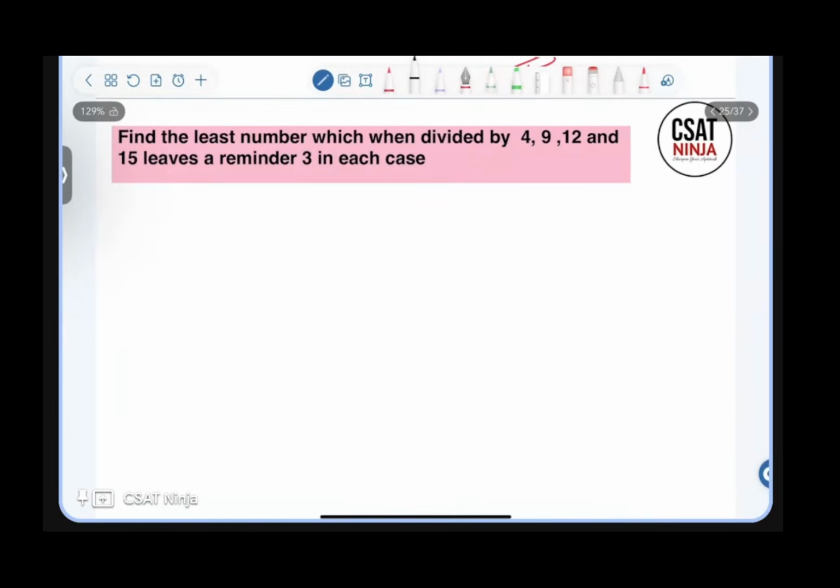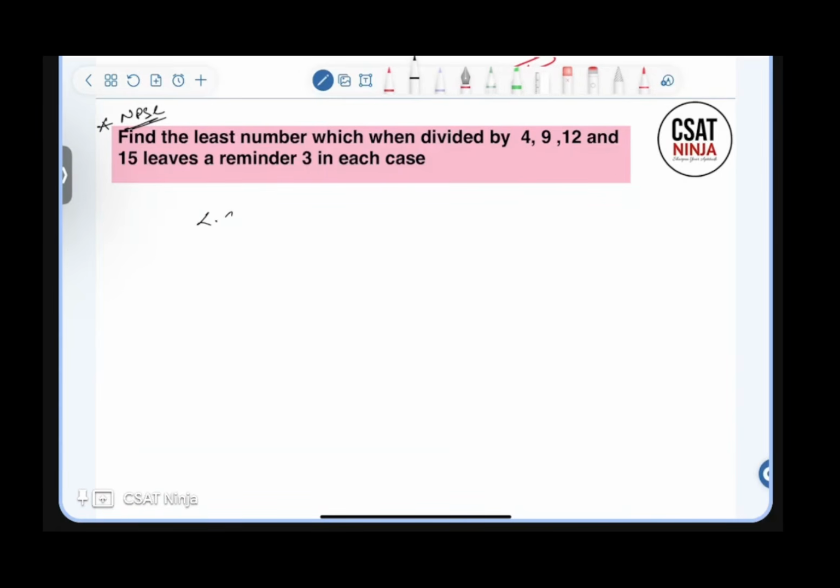Now let's try this question. This is a variety of question under LCM and HCF itself, okay? Maybe this is important for NPSC, not NSSB. The least number which when divided by these leaves a remainder 3 in each case. How do you solve this kind of question? The simple way is this.